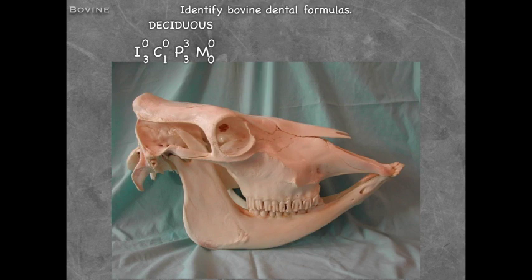And once again, we're going to have 3 premolars. So we are missing the first premolar. And remember, molars are never deciduous. They're always permanent teeth. So we look at the adult and the permanent teeth. We have, once again, 3 lower incisors and 1 lower canine on each side. We have 3 premolars and 3 molars.